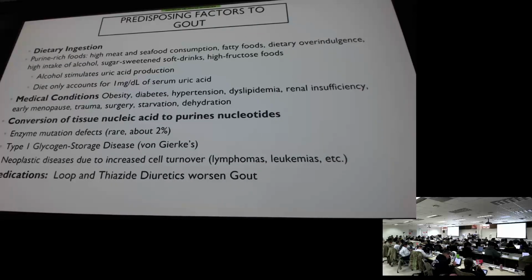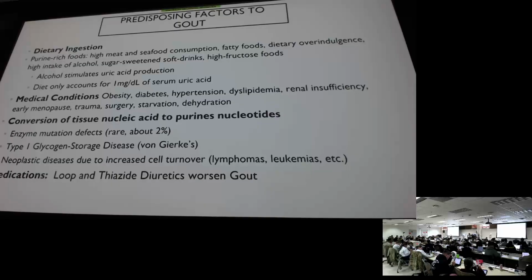There are some genetic disorders. You don't need to be aware of them. They're pretty rare, but they're at the third bullet. So there are some genetic predispositions to either having increased levels of purines in your blood or not being able to excrete them. That's more for your knowledge.